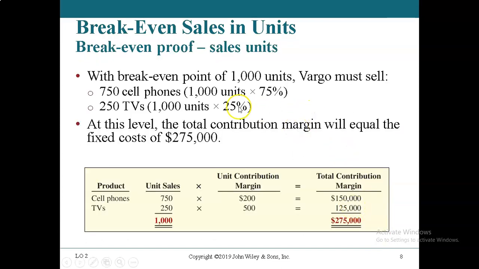Now, if we sell 1,000 units, that's total. Remember, 75% of the time you sell cell phones, so 1,000 times 75%. How many cell phones do I have to sell to break even? 750. 1,000 is the total number of units I have to sell to break even, times 25%. So how many TVs do I have to sell to break even? 250. This is the answer for break even.